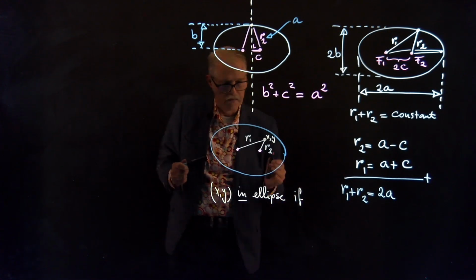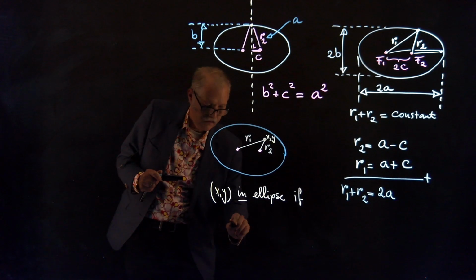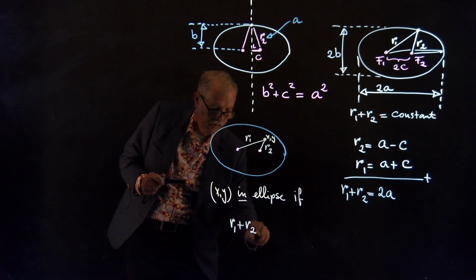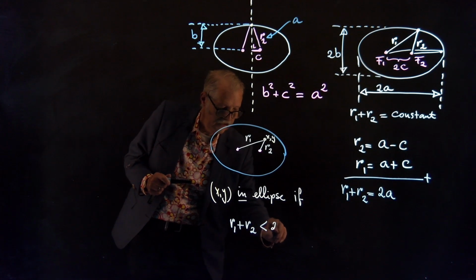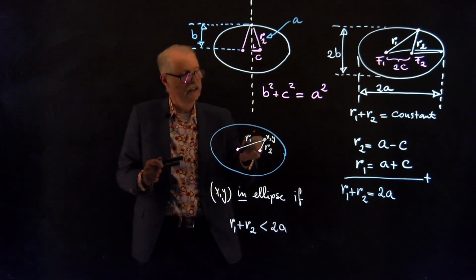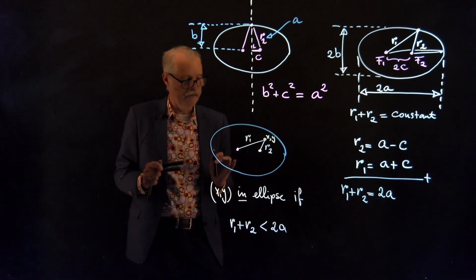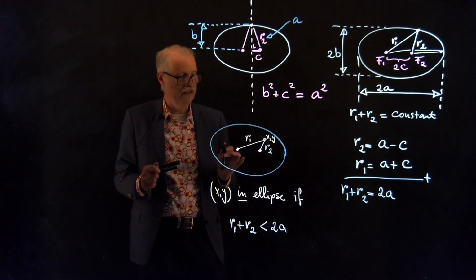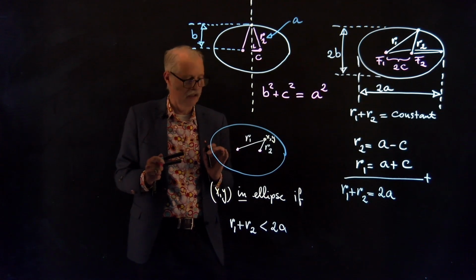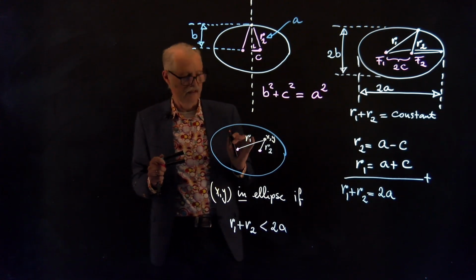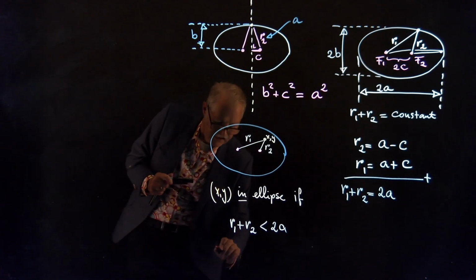Precisely if R1 plus R2 is less than 2a. And how would I calculate that R1 and that R2? Well, for example, if you work in Processing, you have this distance function which can calculate the distance between one point and the other.